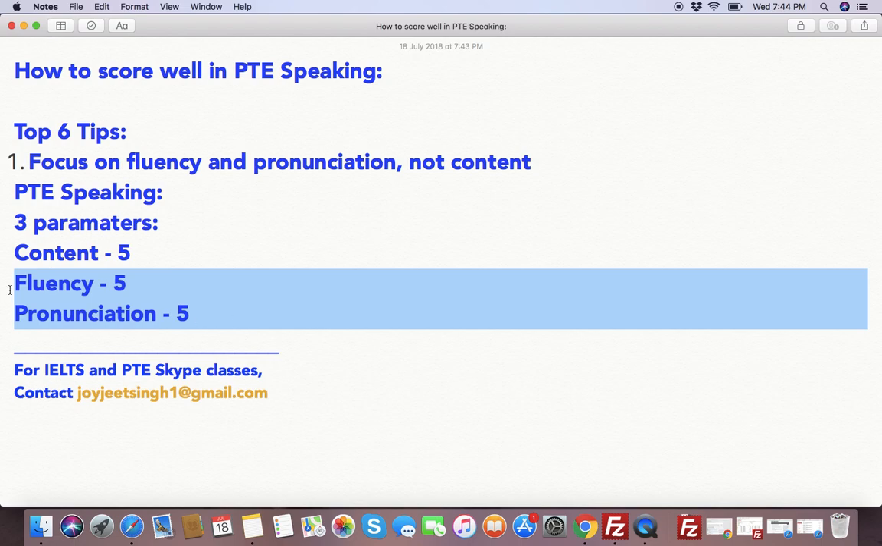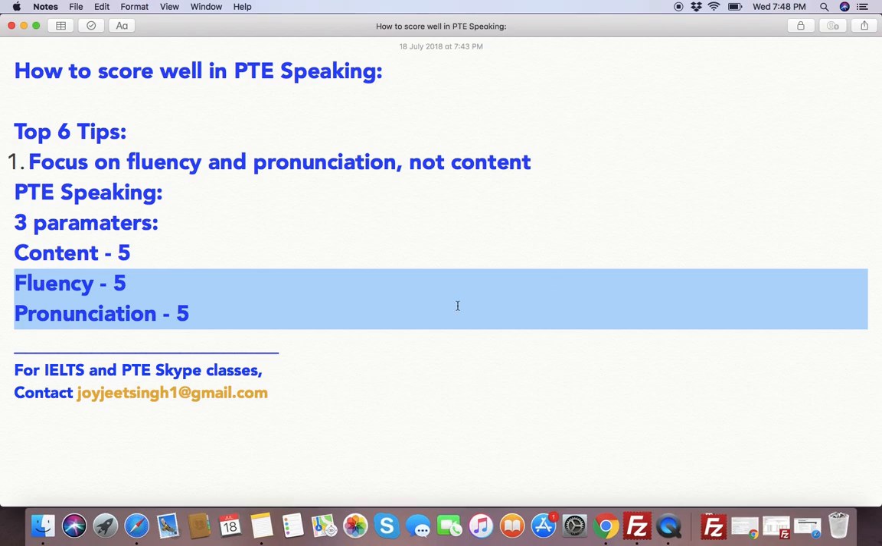Instead, what you should do is focus on your fluency and pronunciation. So whatever answer you're going to give, whether it's in the read aloud, repeat sentence, describe image, retell lecture, make sure your answer is fluent and your pronunciation is accurate so that the computer can understand what you're saying. If you focus on these 2, you're going to get a very good score in PTE speaking. Let me prove my point with an example.